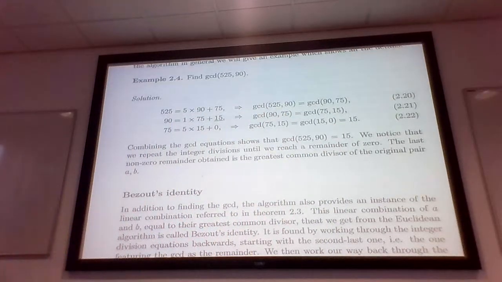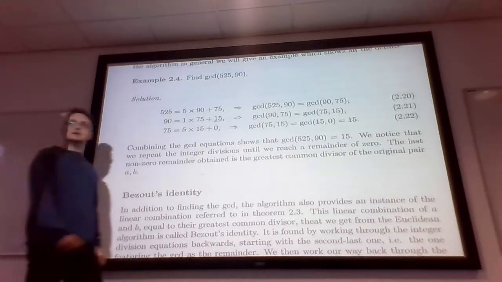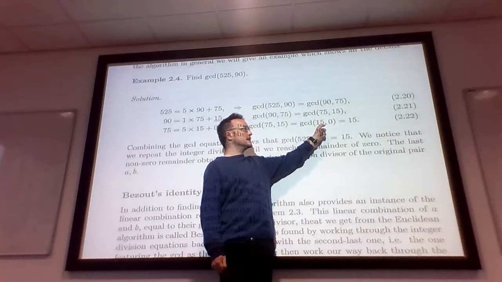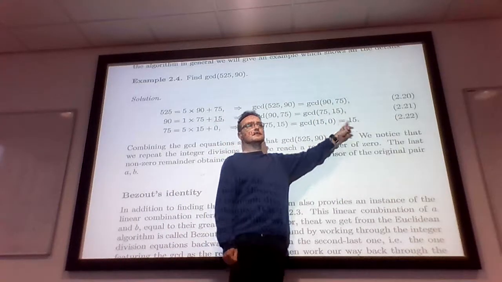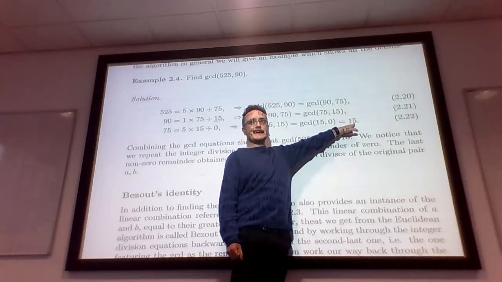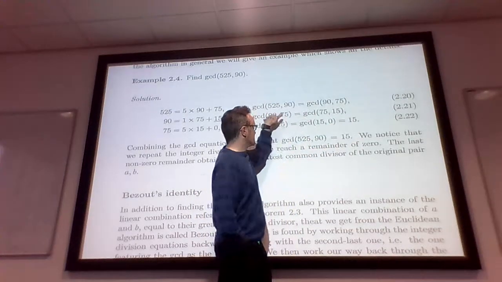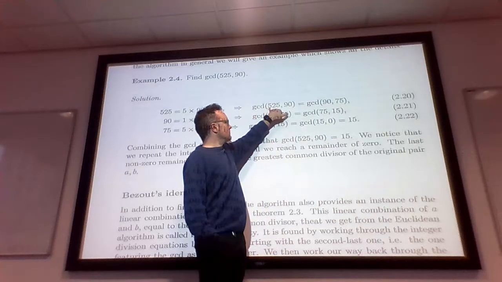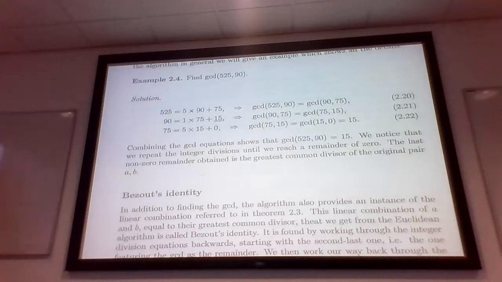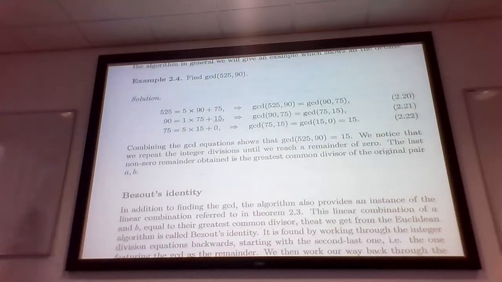Okay. So the final version of the problem has an immediate answer. The greatest common divisor of anything non-zero and 0 is whatever the first number is. Okay. So we found a greatest common divisor. 15 and 0 is 15, but it's the same all the way up. Okay. So 15 is the greatest common divisor of 525 and 90. So that shows you the Euclidean algorithm working.